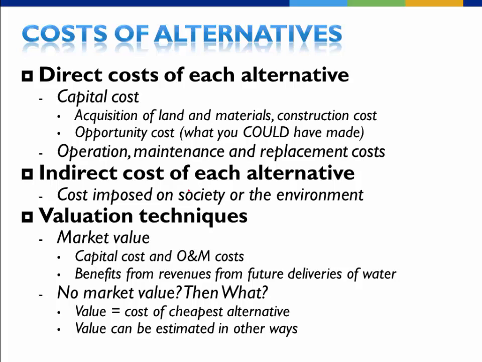The indirect cost of each alternative can be a regular indirect cost rate because of managing part of this project, or the cost to the environment. And there are certain valuation techniques. For the cost, you go and see what is the market value of this cost and operation maintenance. And sometimes the benefit for revenues from future deliveries of, in this case, water, let's say.